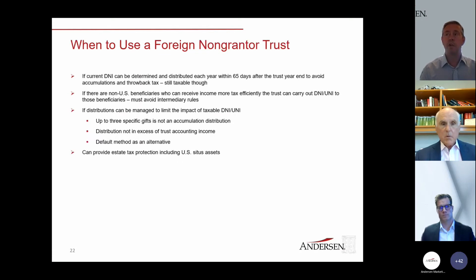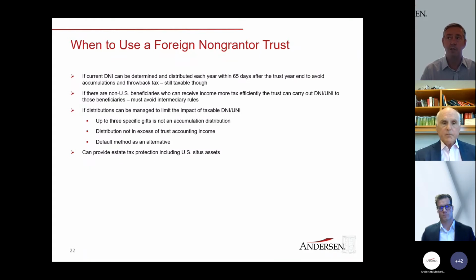However, there are some exceptions to this. If you distribute out all of the current year income, then you just pay ordinary taxes like you would as a normal US payer, so you can avoid accumulations. And the IRS actually does give you 65 days after the end of the year to calculate and make the distribution still counted as a prior year distribution.